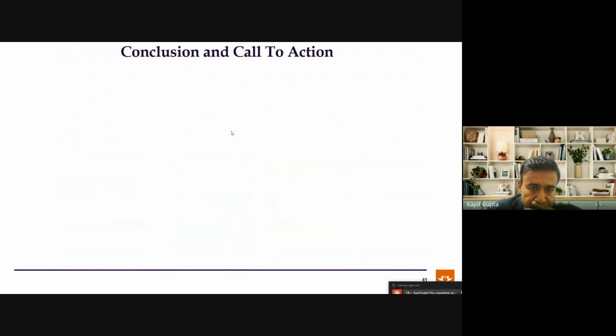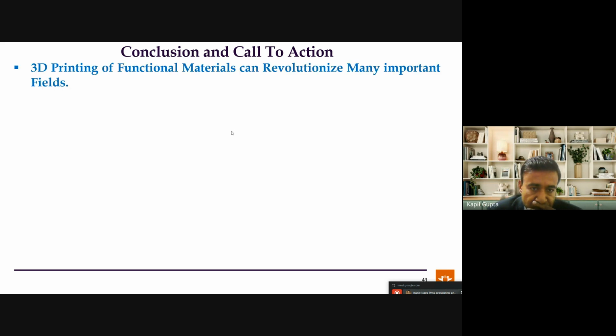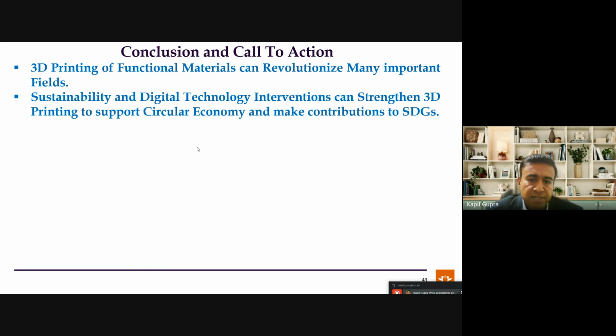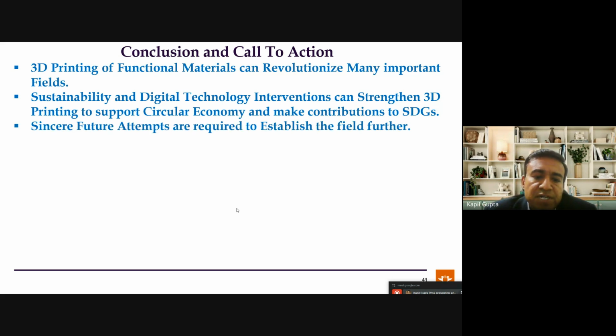Conclusion and call to action. I would like to summarize here. Number one conclusion point for me is that 3D printing of functional material can revolutionize many important fields. Certainly, sustainability and digital technology interventions can strengthen 3D printing to support the circular economy and make contributions to SDGs. And sincere future attempts are required to establish the field further. Via SDG 17, we can collaborate and can target to pursue other SDGs.